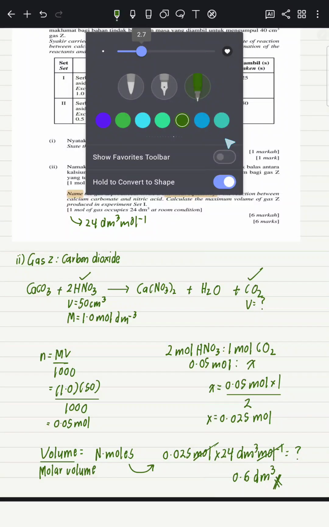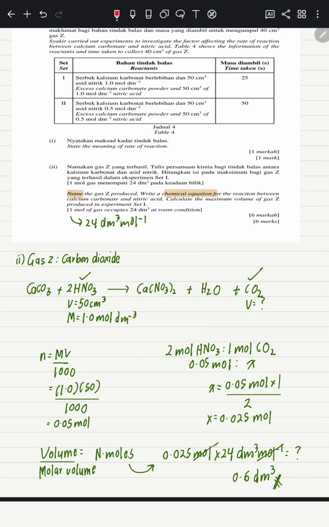Okay, so now let's see how we will mark this question if it appears in your real exam. We provide 6 marks for this question. So the first mark is for your gas name. Listen properly, gas name. You write carbon dioxide, spelling all correct, no spelling error. I give 1 mark here.